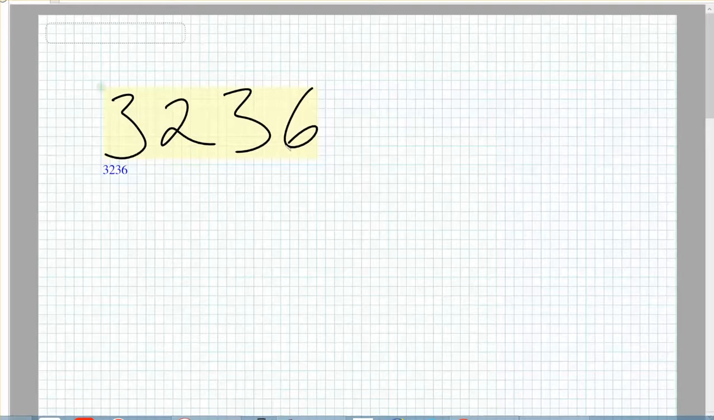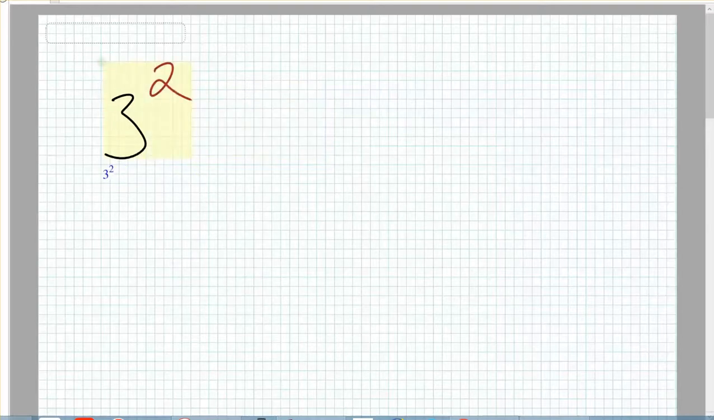First of all, my handwriting doesn't change, but this blue typeset below it is the computer telling me what it thinks I wrote. Okay? If I want to change this, I can scribble out the parts I don't want, and then maybe I'll write a 2 that's a little higher than a 3, which in standard math notation means exponent. So I've written 3 squared.